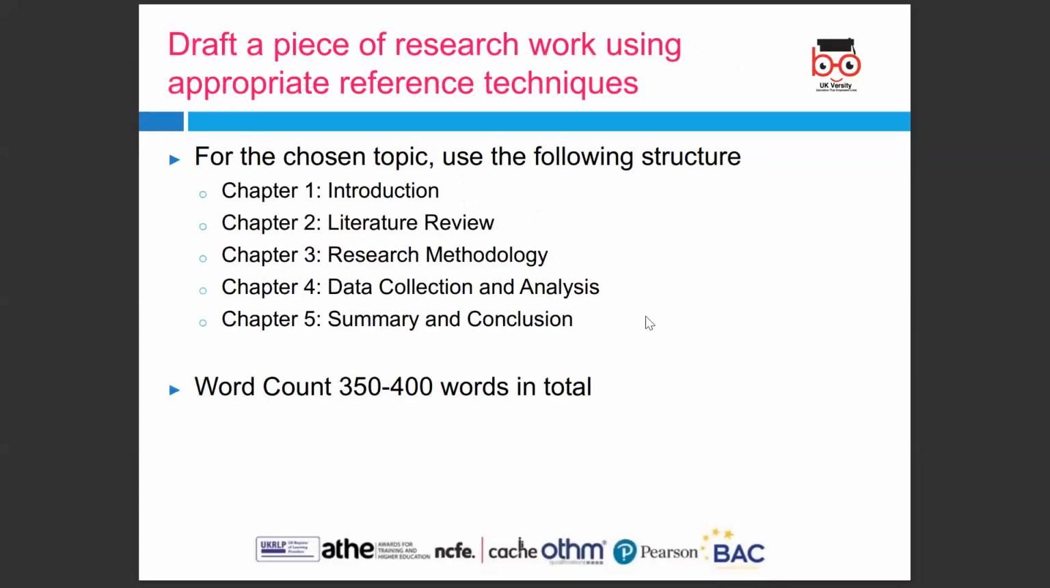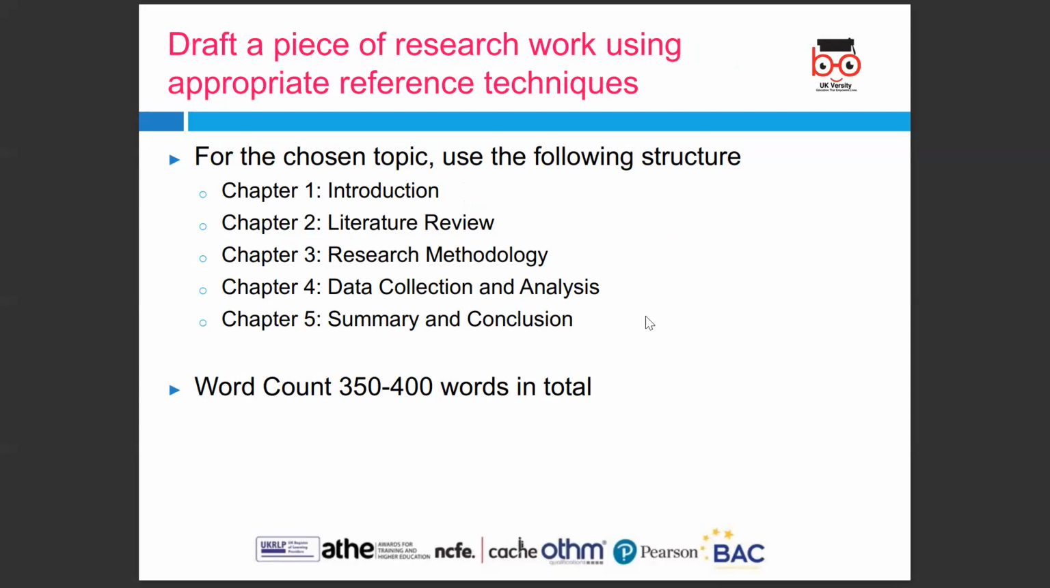Draft a piece of work using appropriate referencing techniques. So here, for the chosen topic, you will use the following structure. As we mentioned again in Learning Outcome 5, be able to produce academic work. So you'd look at an introduction, which would be chapter 1. Chapter 2 would be identifying a literature review.